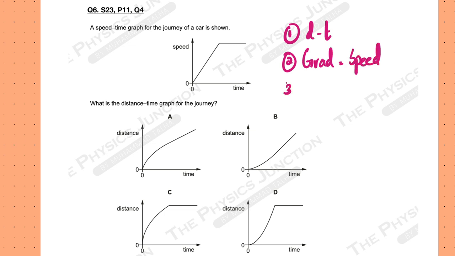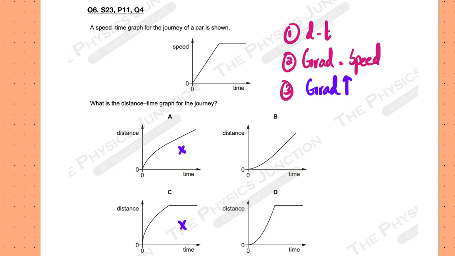Now I start to think. For a distance time graph, I can see that the gradient or the speed here is increasing. This is accelerating. So this means that in the initial part of the graph, I must have a gradient which is increasing, right? So it must be getting progressively steeper. So it cannot be this because here the gradient is decreasing, here the gradient is decreasing as well. So it's going to be either B or D.